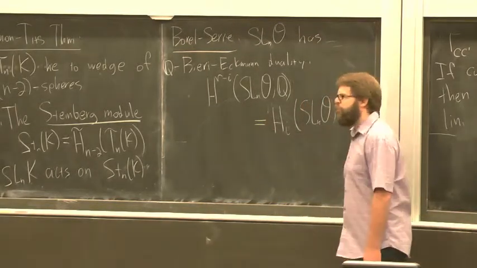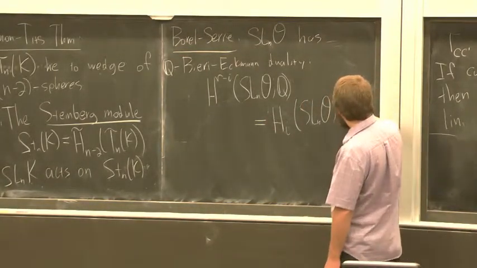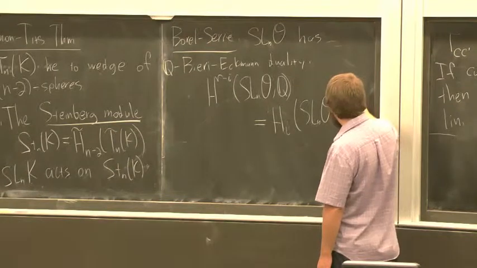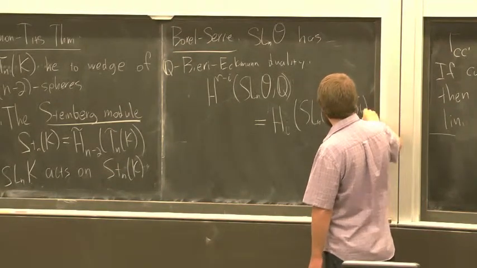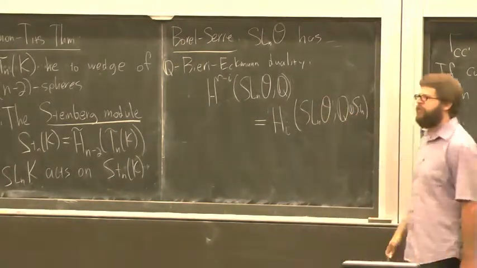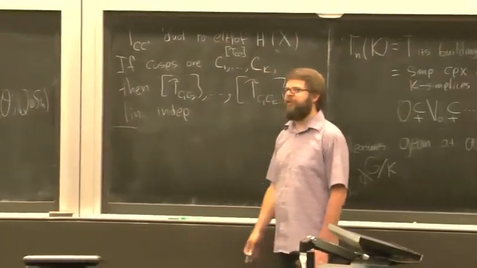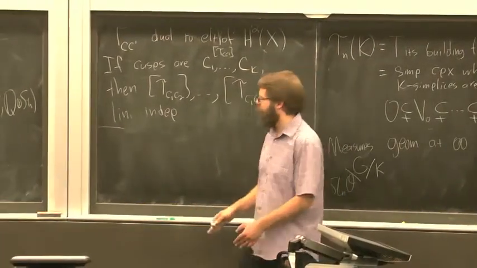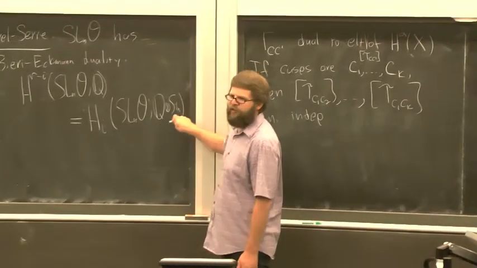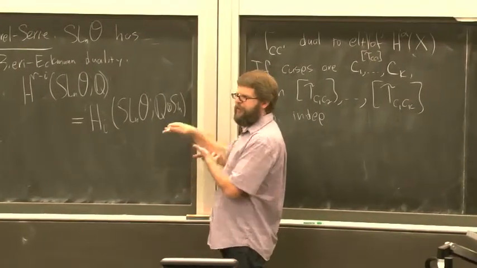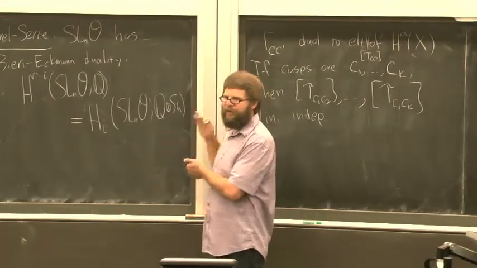But we can't just put Q coefficients there. We have to put Q tensored with this Steinberg module right there. So it's a twisted homology. It's homology with respect to a local coefficient system given by the Steinberg module. So this is the contribution from the boundary. This is why this is the group theoretic version of homology relative to the boundary.